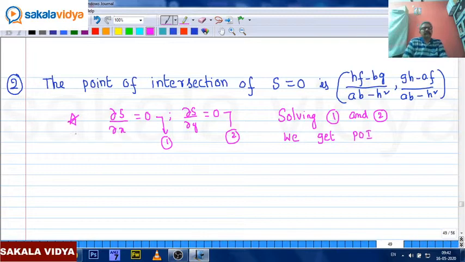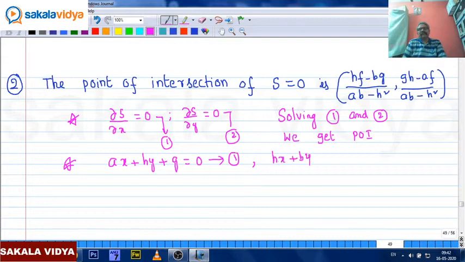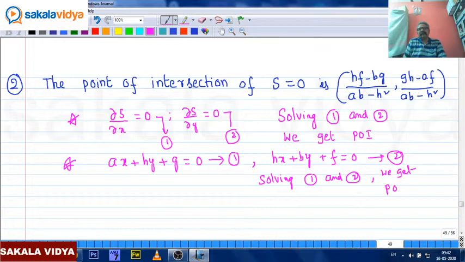This is one method. Other method, you can use this one also. Ax plus hy plus g is equal to 0, equation 1. Hx plus by plus f is equal to 0. Solving these two equations also, we get the point of intersection. Solving 1 and 2, we get the same point of intersection.